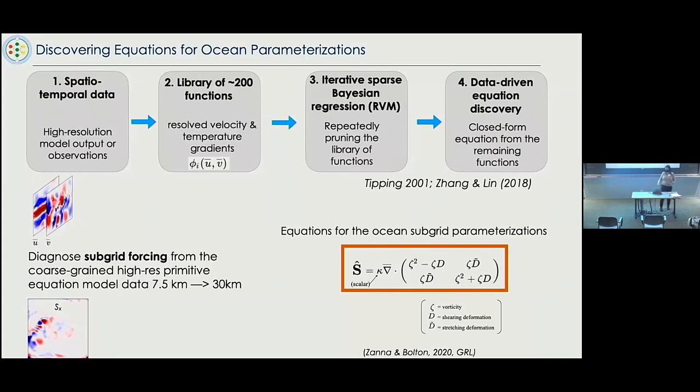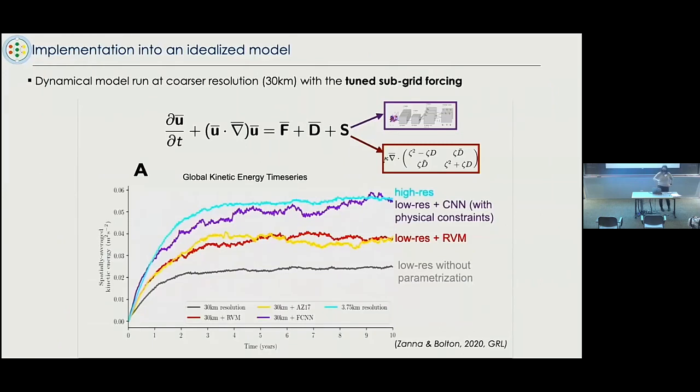So that's the beauty of this interpretable aspect: we learn something that we can go and think about. Then we did the same game, took a simple model and tried to plug in what we learned. The high resolution is in cyan. The low resolution is this gray line down here.